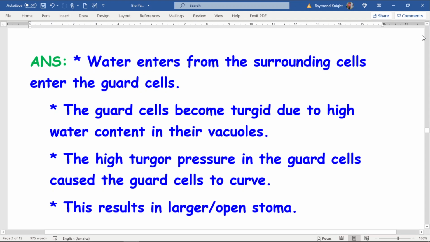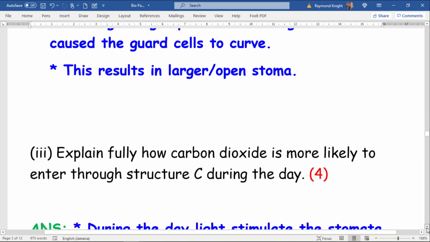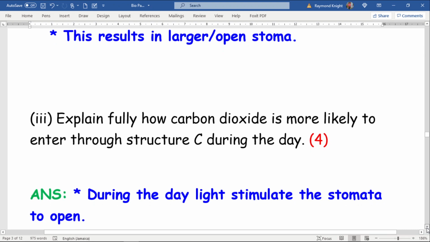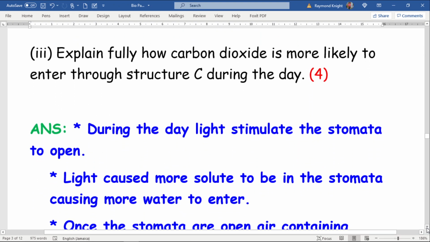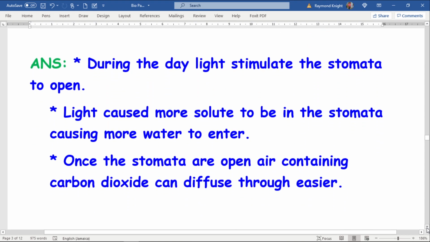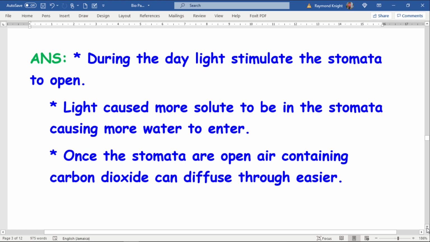All right, let's jump on now to the next part of the question right here. And this says explain fully how carbon dioxide is more likely to enter through structure C during the day. There's a 4-mark question again. Now, during the day, light stimulates the stomata to open. So the stomata open during the day, okay, because of the light. Now, light causes more solute to be in the stomata, all right. As a matter of fact, it's not in the stomata, in the guard cells. So I need to correct this real quick.